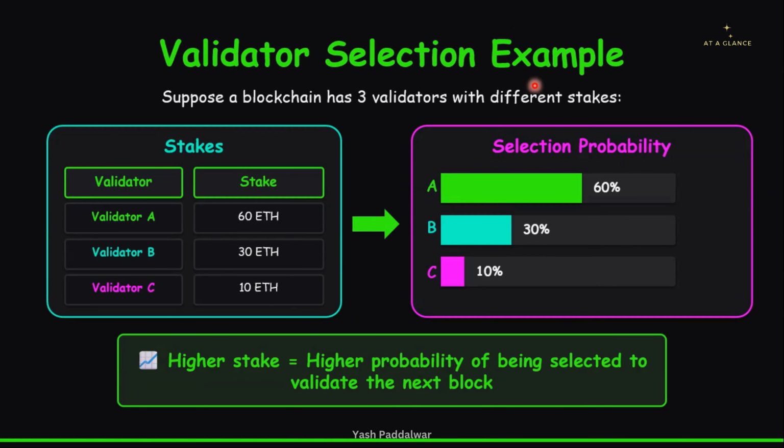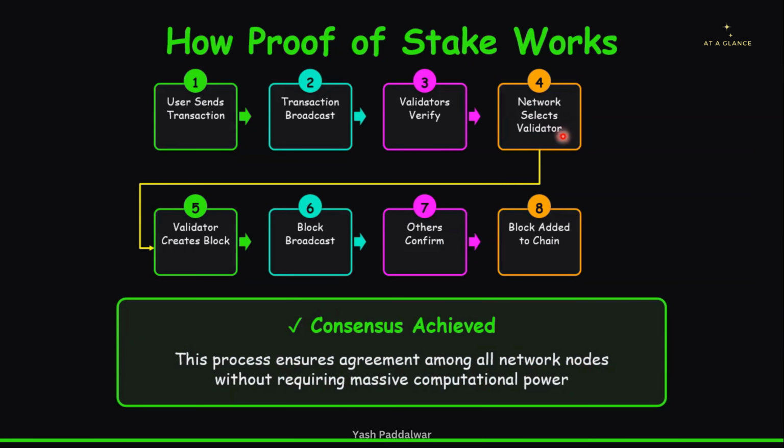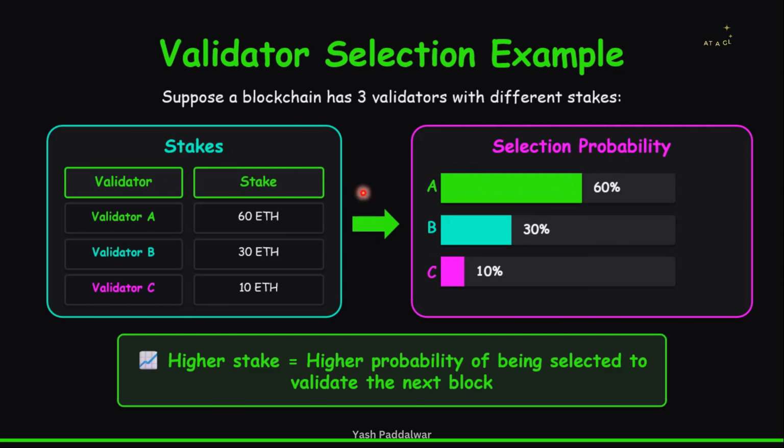Now, let's have a look at an example of validator selection. If you look at this, in the fourth step, the network selects a validator. Now, how does it select the validator? We have seen an example before, but let's have a look at another example to get it clarified a little more. Now, suppose a blockchain has three validators with different stakes. Each validator in that network will have a stake of their own. So we have three validators, validator A, B, and C. Each validator has its own stake. 60 stake for validator A, 30 stake is locked by validator B, and 10 ether is locked by validator C.